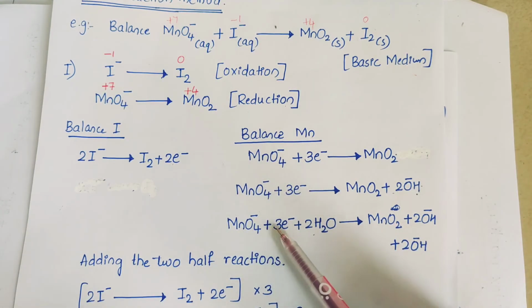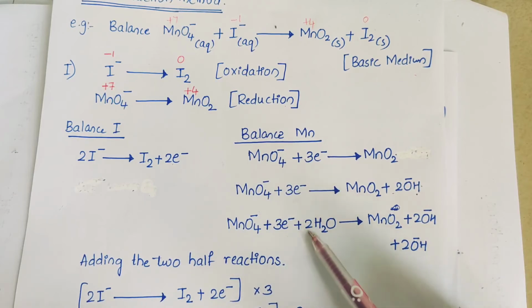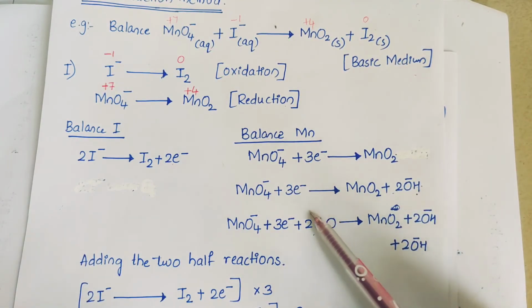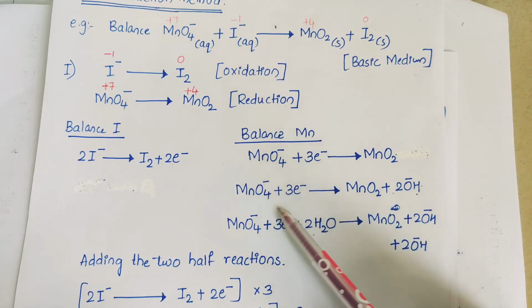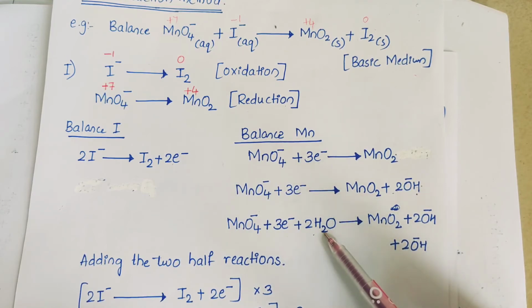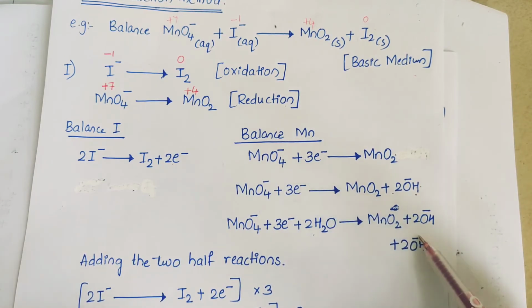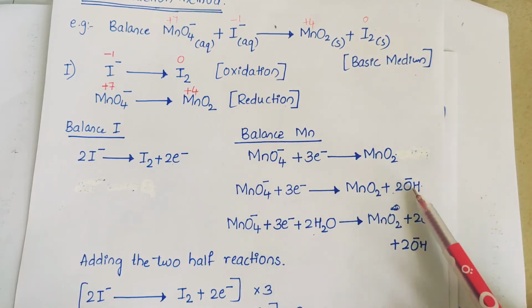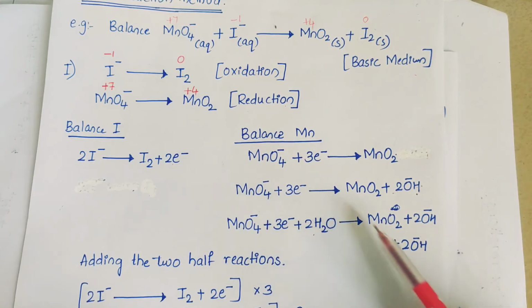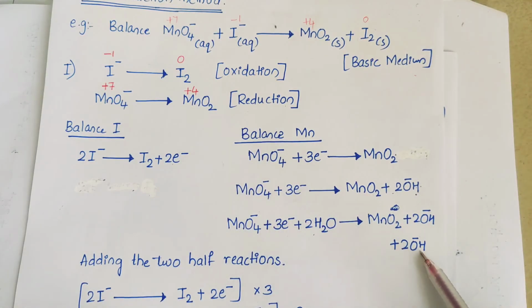MnO4 minus plus 3 electrons. So this 2 water I am adding because you have 2 hydrogen atoms. Due to these 2 hydrogen atoms, to balance hydrogen, we should add water on the deficient side. So on the reactant side we are deficient in hydrogen, so I am adding water here. Okay, and an equal number of OH minus is to be added on the other side. Other side means here the product side. So MnO2 plus 2 OH minus, this was already there. In addition to that, due to addition of 2 water, I should add 2 OH minus to the other side. Okay, so this is the reaction.